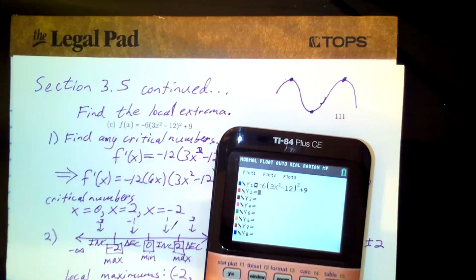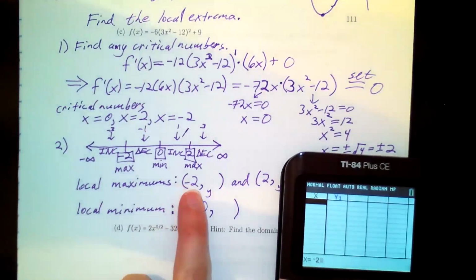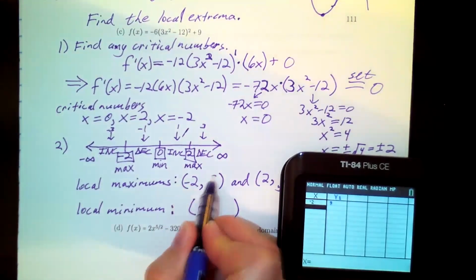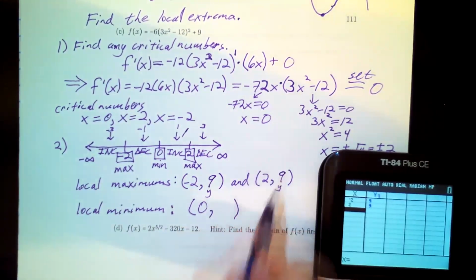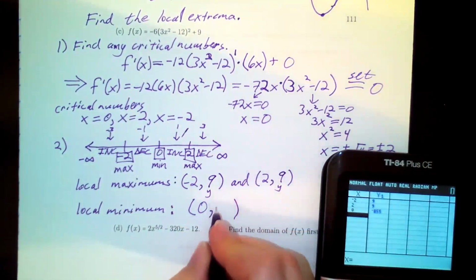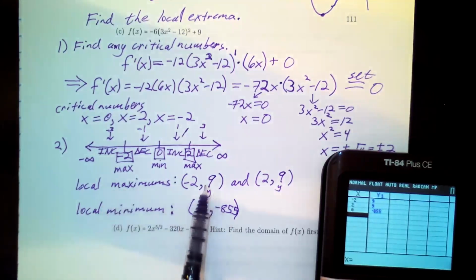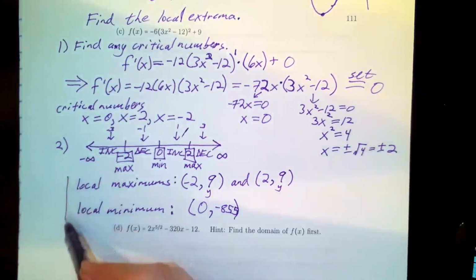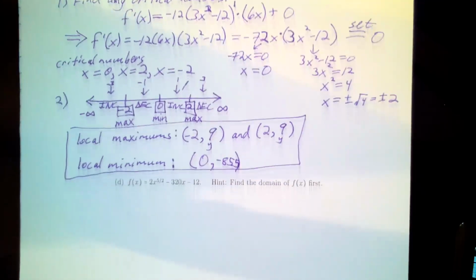I'm going to go to my table, and now I'm going to put in -2, enter. I get a y value of 9. 2, enter. Get a y value of 9 again. And 0, enter. Get a y value of -855. That one's kind of down there a ways, but there's our points. I have 2 local maximums here and here, 1 local minimum right there. We got it. All right, let's scooch on here.